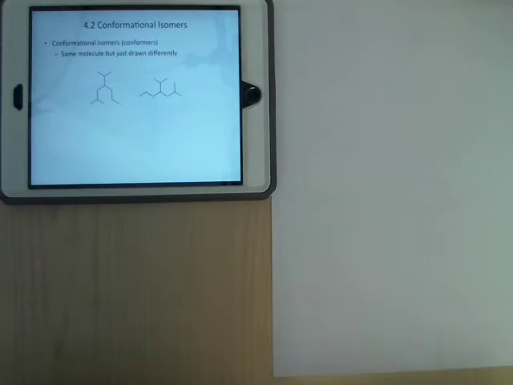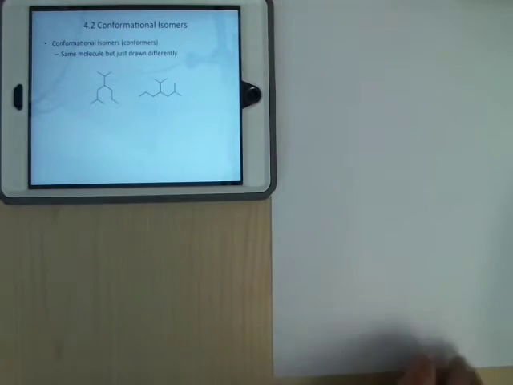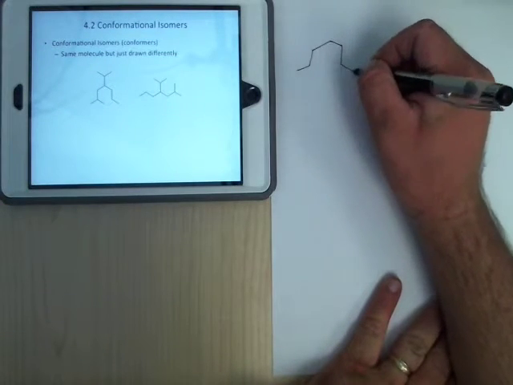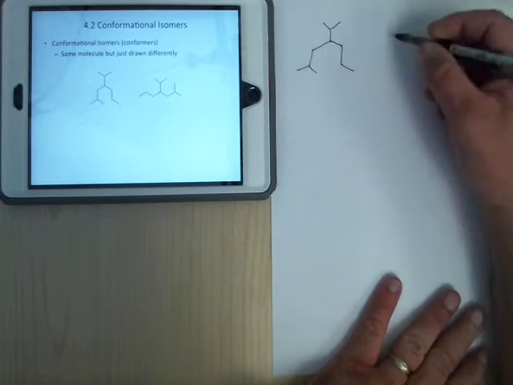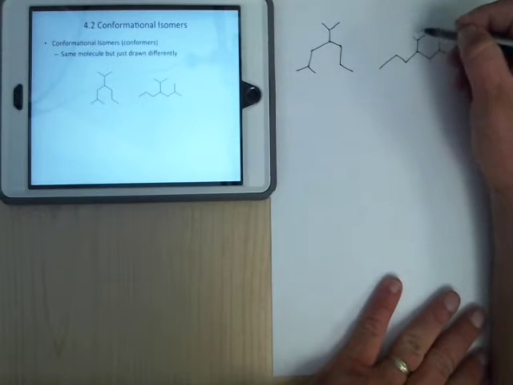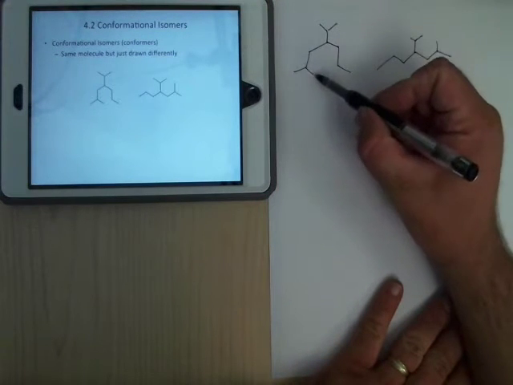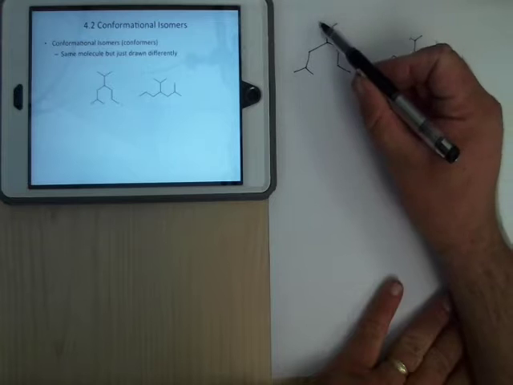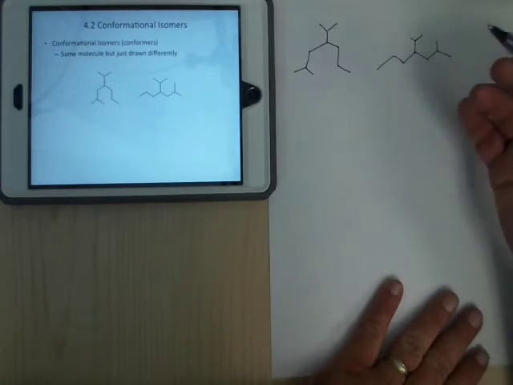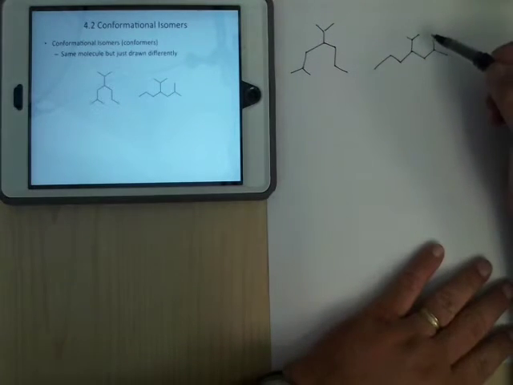Okay, so the first one is probably the easiest. It's what are called conformational isomers or conformers. They're the exact same molecule, they're just drawn differently. So with this one here, let me draw this out. All right, so you can always check to see. Usually, if you check the carbons, it's fine. So 1, 2, 3, 4, 5, 6, 7, 8, 9, 10, 11. Right, 1, 2, 3, 4, 5, 6, 7, 8, 9, 10, 11. So they have the same number of carbons. If they have that, then you're probably going to be fine.